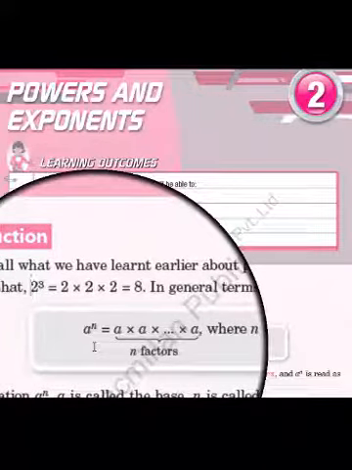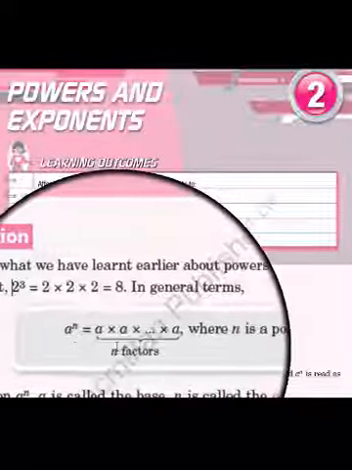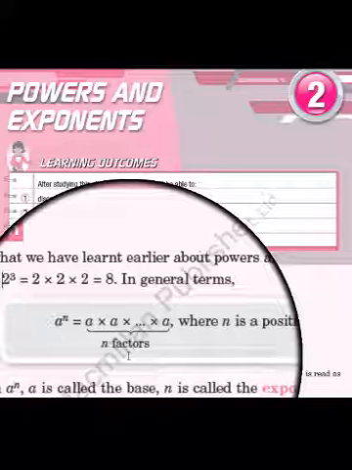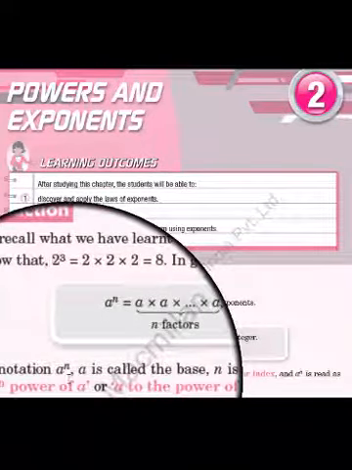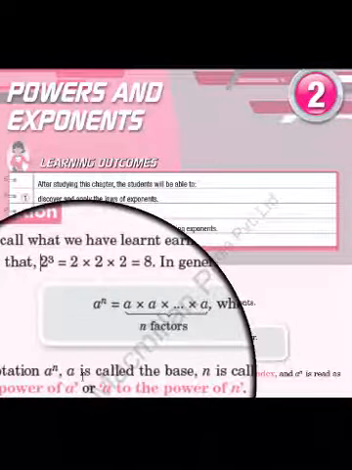So if you take a raised to the power of n, a will be written how many times? n times, where n must be a positive integer, because whenever we say the number of times, it has to be a positive integer. Now in the notation a raised to the power of n, a is called the base.